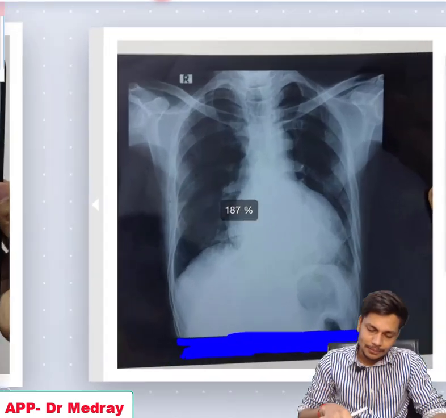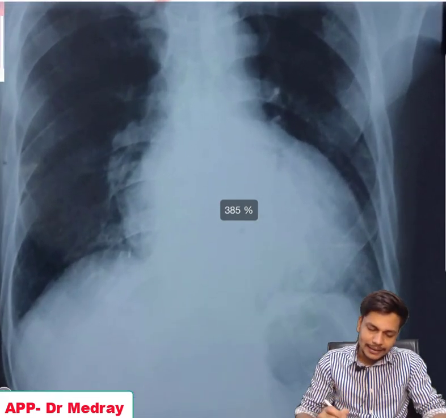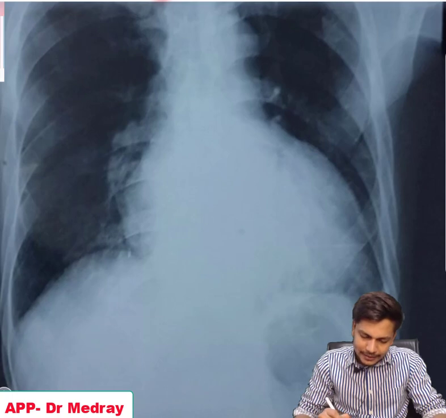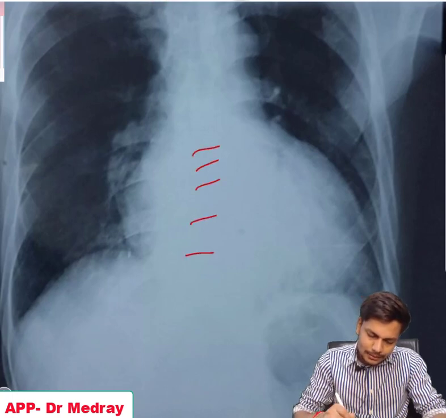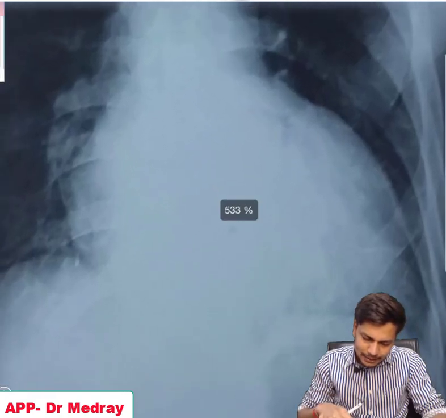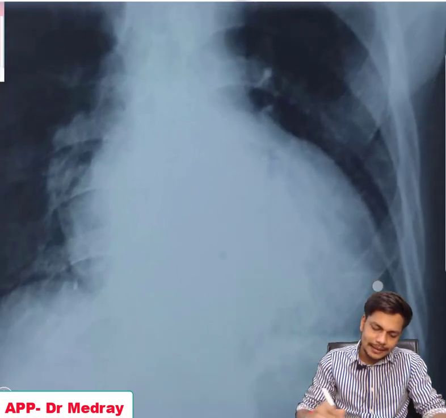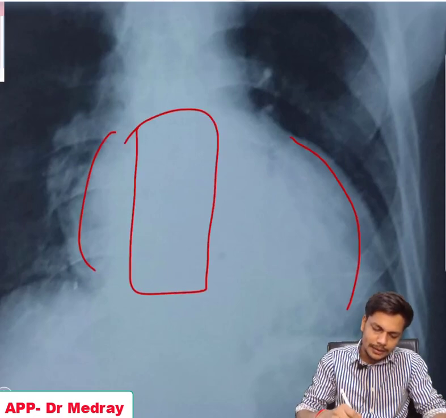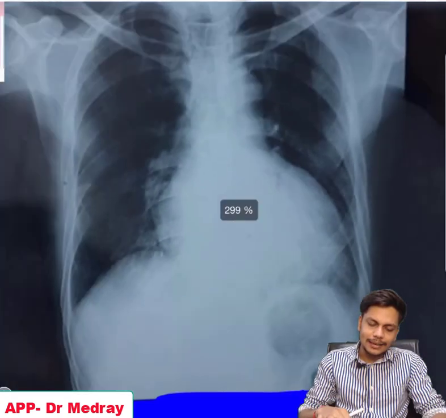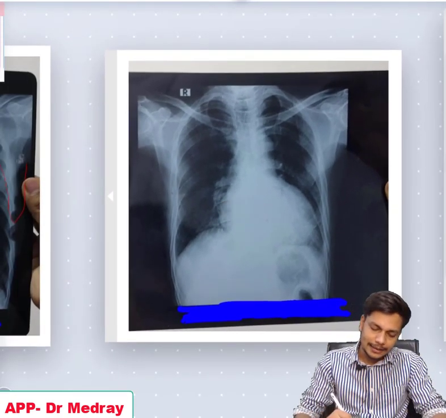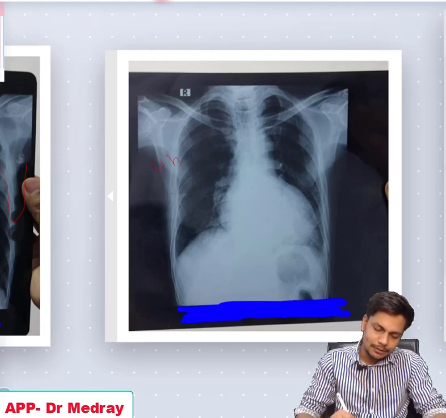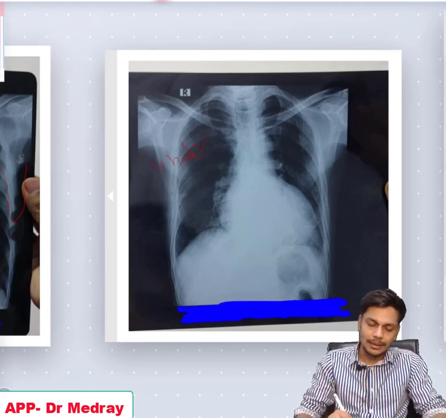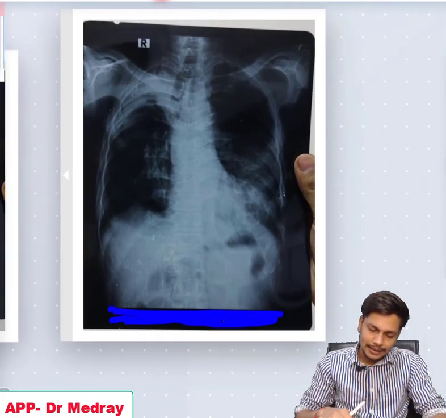So look at this film. Can you see any vertebra through the shadow of the heart? Very difficult to see the vertebra through this shadow of the heart. Can you appreciate that you cannot see any vertebra through the shadow? This is the shadow of the heart. So you cannot see any vertebra here. So this is an underexposed film. If you cannot see any vertebra through the shadow of the heart, this is an underexposed film.